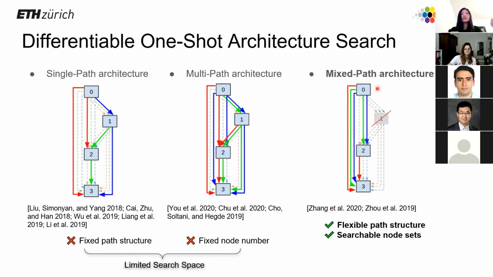And we name this the mixed path architecture search problem. We expect that when we optimize this supernet, it can automatically select which operations and which nodes are useful, and we do not have any constraints on the number of paths between each pair of nodes or the number of nodes. Okay, so this is basically our motivation and goals here.